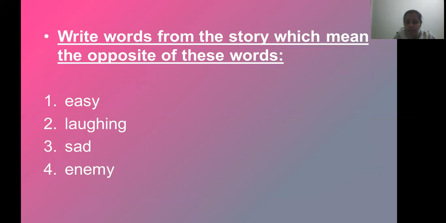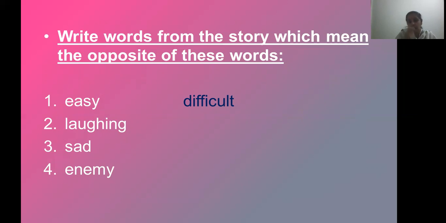The opposite of easy is... children, you will have to see the passage and answer this. I'll just tell you what the answer is here, but actually you have to go back to the passage, read it and see what is the opposite of the word easy. So the opposite of easy is difficult. Riku finds it very difficult to play and jump with other children, right? So difficult is the opposite of easy.